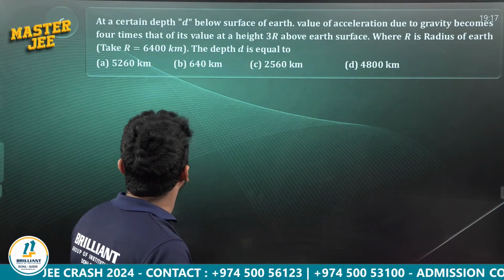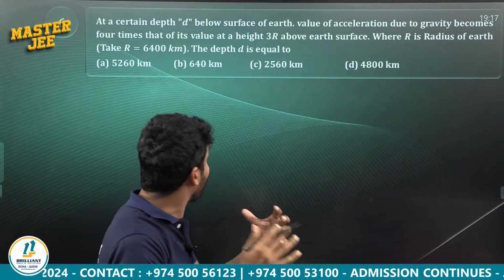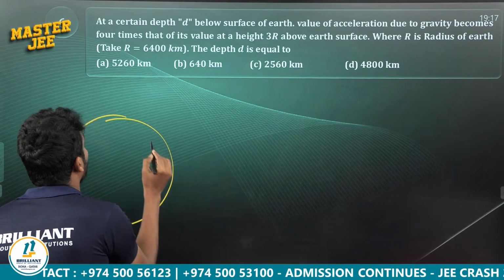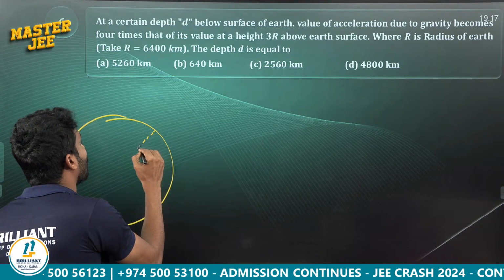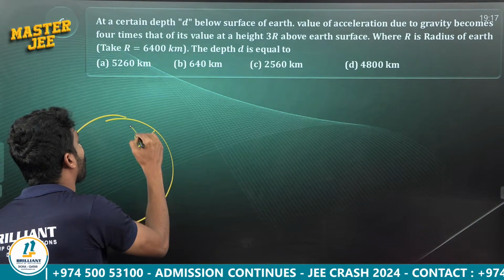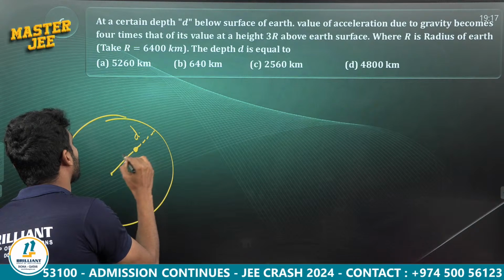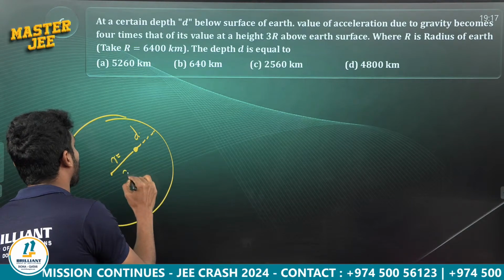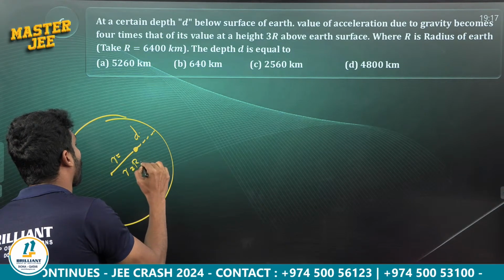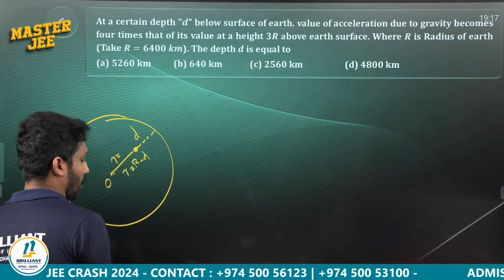Now, sixth one. At a certain depth d below the surface of the earth, at a depth d, consider this point. Now from the center, let this distance be r, so this distance is r minus d. From the center. Clear?